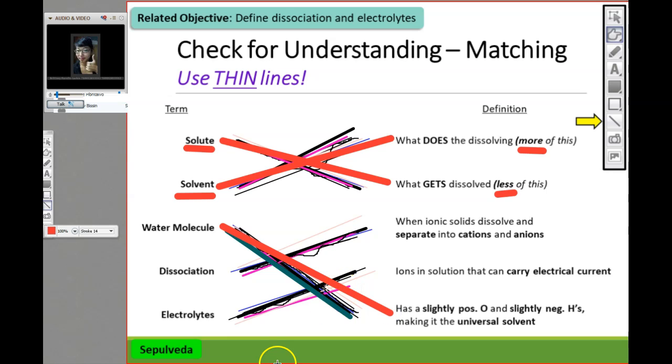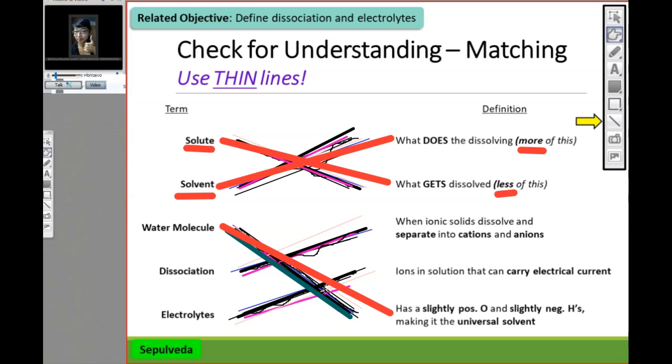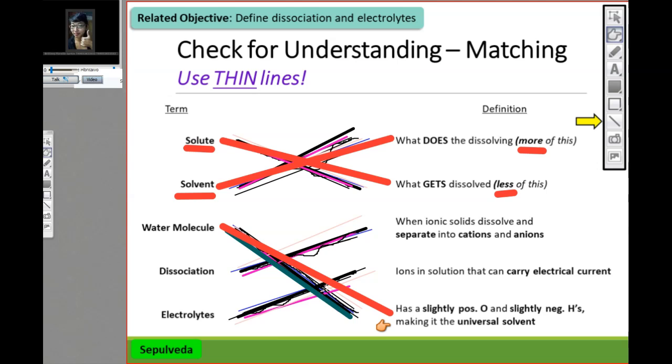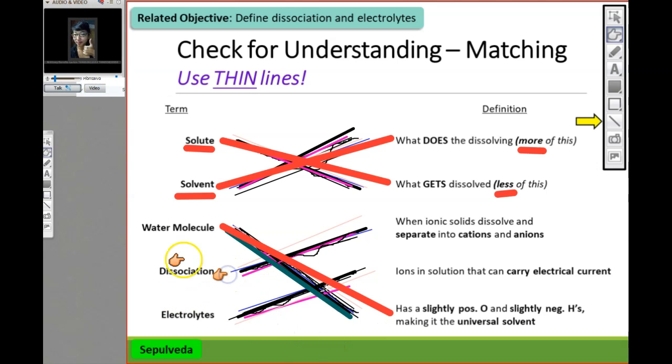It has a slightly positive oxygen and a slightly negative hydrogen, which allows it to tear apart things the best of all the solvents, making it what is called the universal solvent. Taking a look right here, dissociation. Yes, this is when ionic solids break apart into cations and anions.